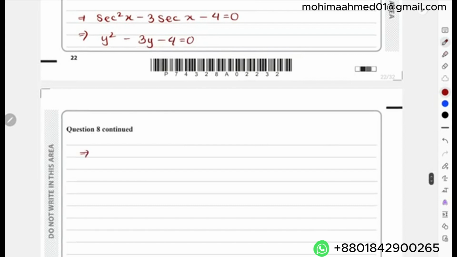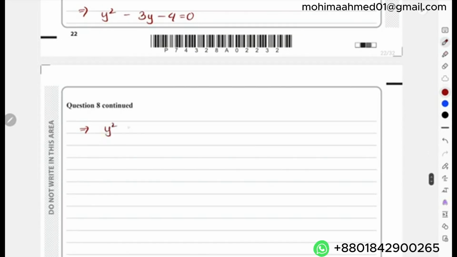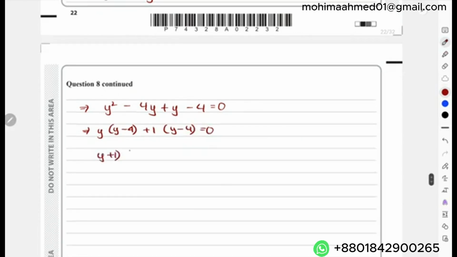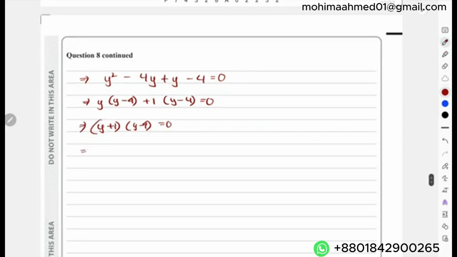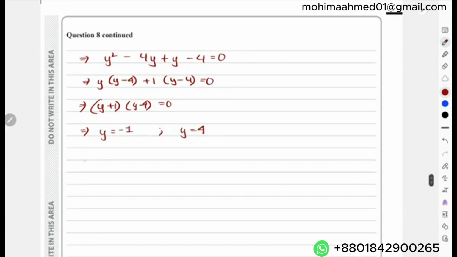And finally, you can just split it and do factorization. So it's going to be y squared minus 4y plus y minus 4 equals 0. So just take y as common, y minus 4, plus 1 as common, y minus 4, equals 0, which is y plus 1 and y minus 4 equals 0. And finally, you get y equals minus 1 and y equals positive 4, where y was your value for sec theta. Right, we considered sec theta to be y.